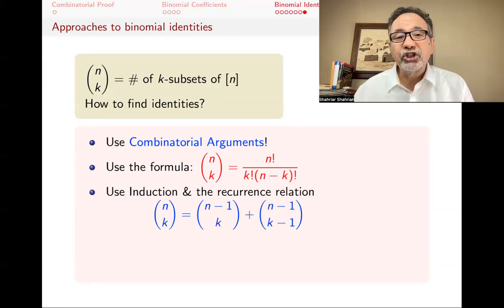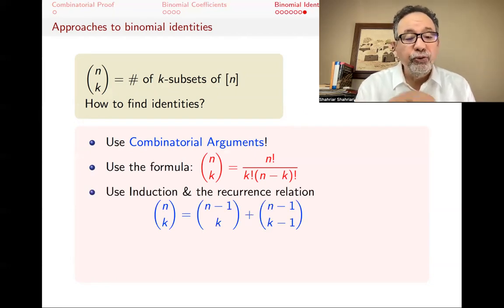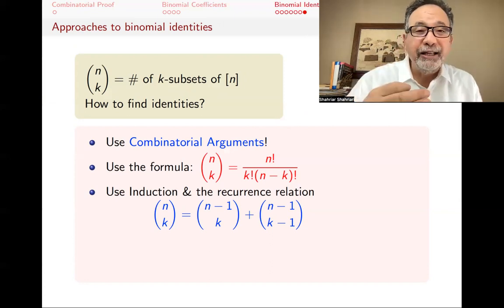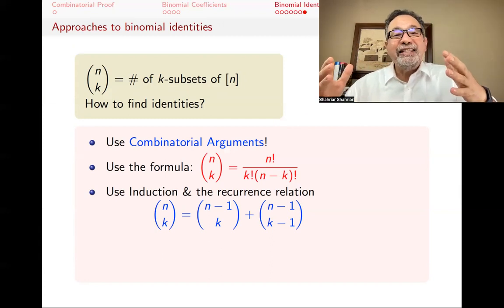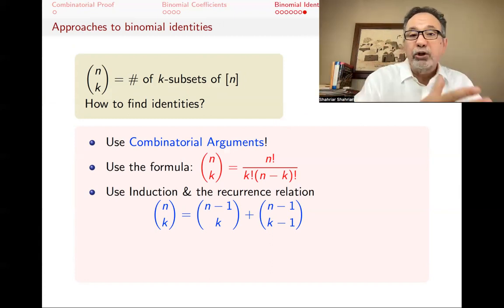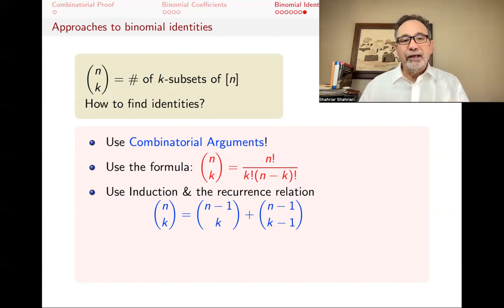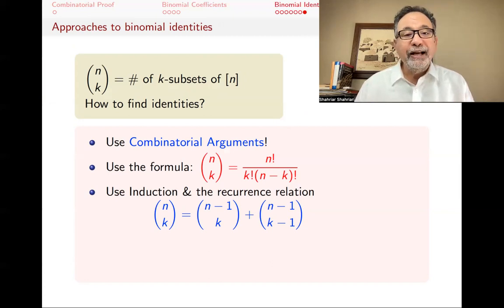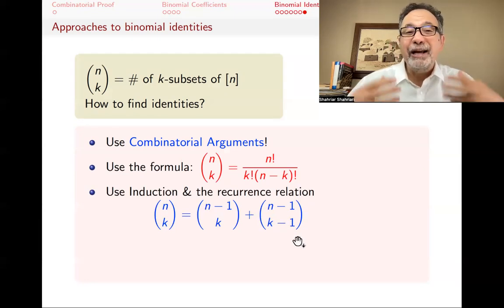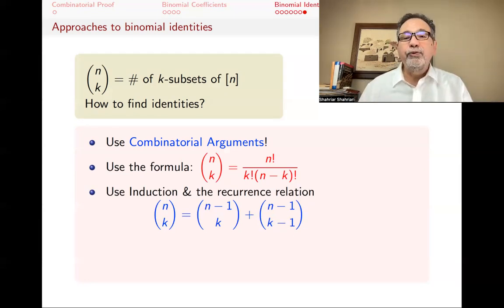You could also use induction and the recurrence relation that we proved using a combinatorial argument. Induction always likes recurrence relations, because if you want to prove something about these binomial coefficients by induction, it really likes it if you can go to smaller cases. And this recurrence relation allows you to do that. It says n choose k is these two terms, and these are the smaller cases. Then by induction, you might know something about them and prove that.